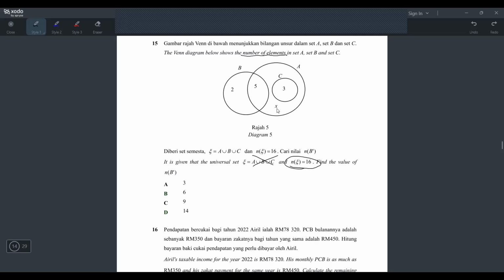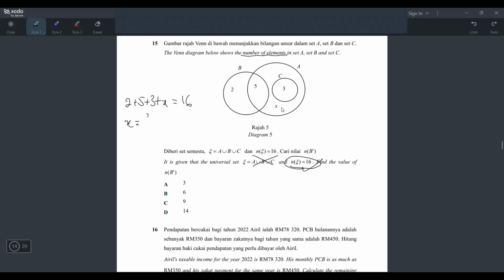But how to find X? Well, use this information. Number of universal is 16. Universal means everything added together. So 2 plus 5 plus 3 plus X equals 16, right? It means you take all the kawasan, add together. So that's why everything added together is 16. Can I find X now? Yes, just tekan 16 minus 3 minus 5 minus 2. So let's press. Okay, I get 6. So now I know my X is 6.